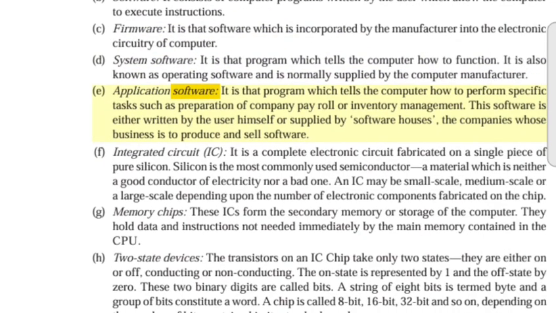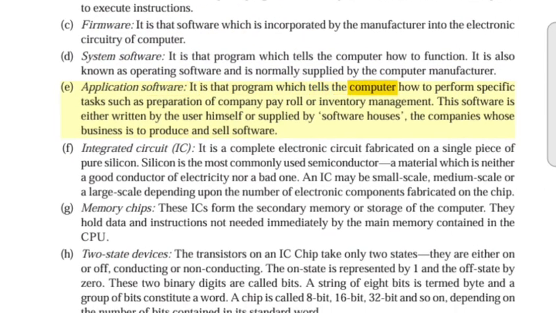E. Application software. It is that program which tells the computer how to perform specific tasks such as preparation of company payroll or inventory management.